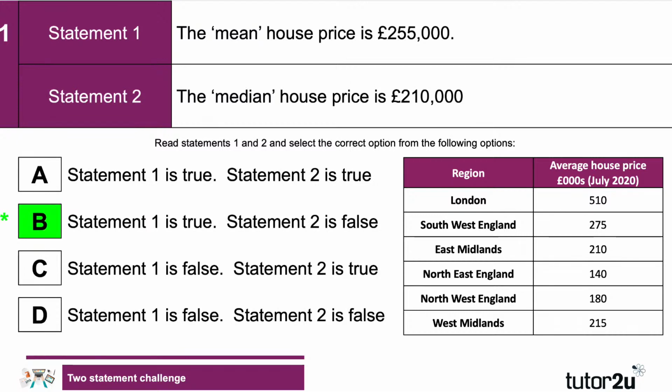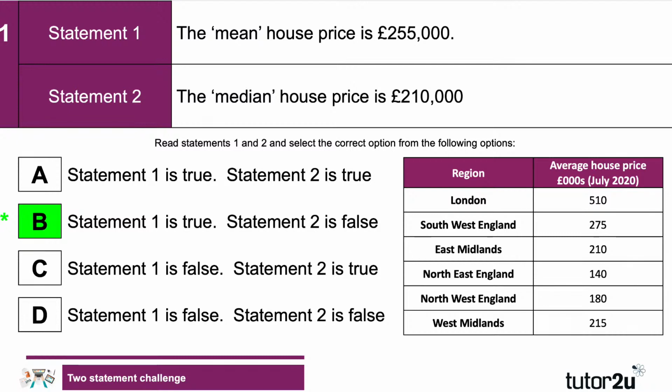So the answer is B. B is saying that statement 1 is true and statement 2 is false. So the mean house price, the mean obviously meaning the average, and how we do that, as most of you correctly worked out, was adding up all the individual data points and then dividing by the number of data points that are there. So adding up those numbers and then dividing by 6 to give us £255,000.